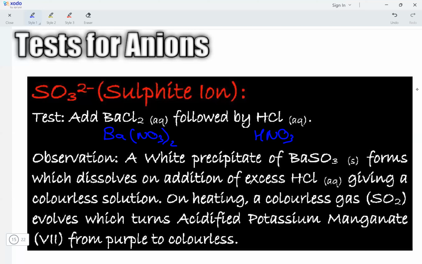This means that potassium manganate converted the sulfite into sulfate by oxidizing it. And when we added the barium chloride for the second time, we now had a precipitate of barium sulfate instead of barium sulfite forming. That is why it did not dissolve in the acid that was added after it.